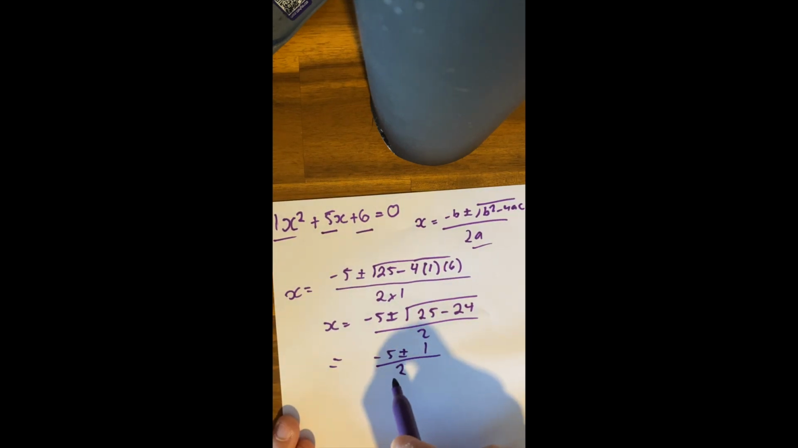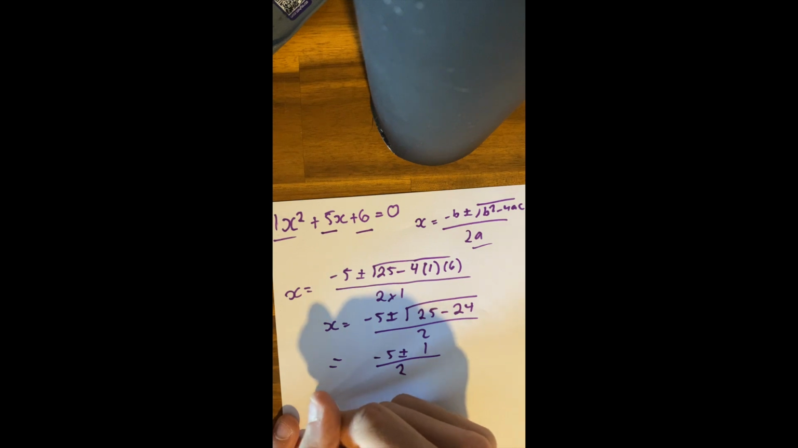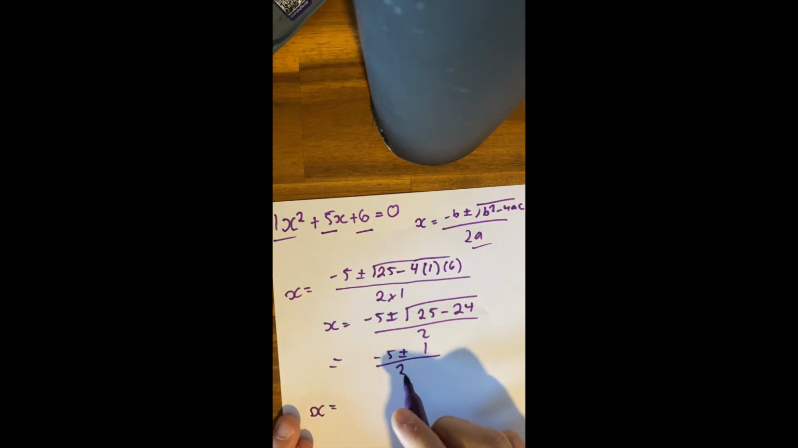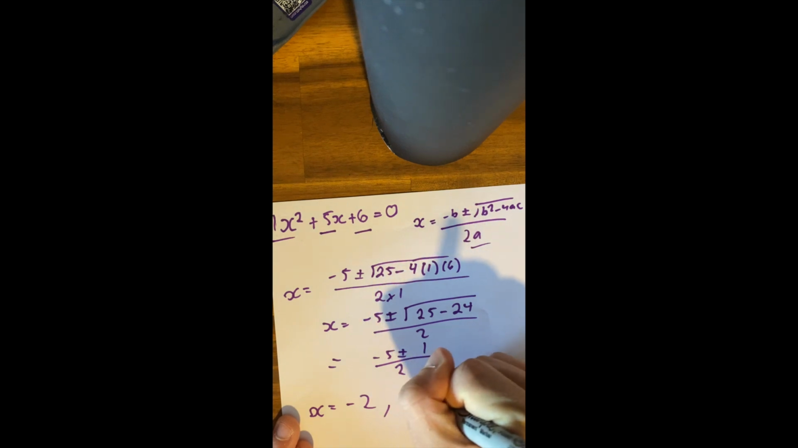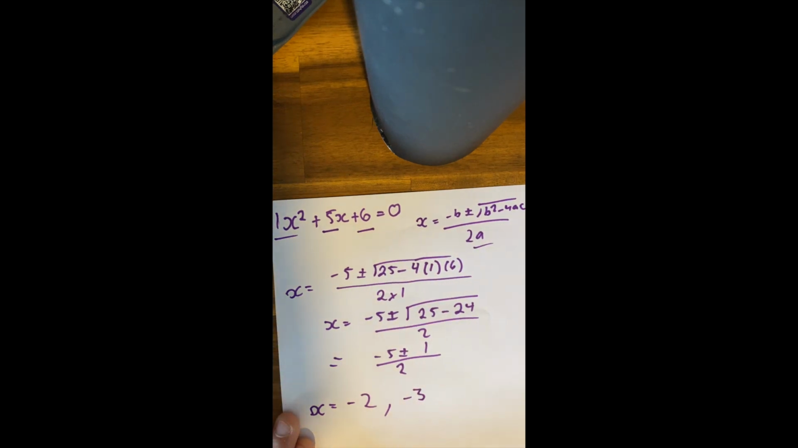So if we do plus 1 on 2, minus 5 plus 1 is minus 4, and of course, if you divide by 2, you get minus 2. And as well as that, let's consider the minus aspect. Minus 5 minus 1 is minus 6. Divided by 2 is minus 3. So they're your two solutions.